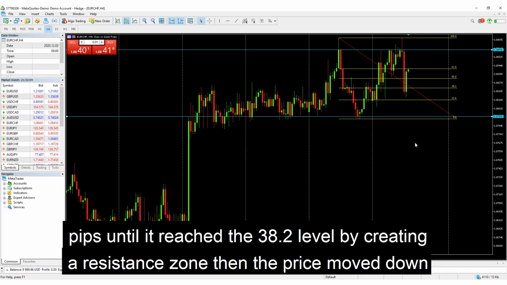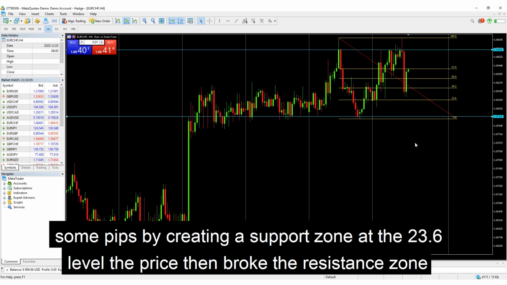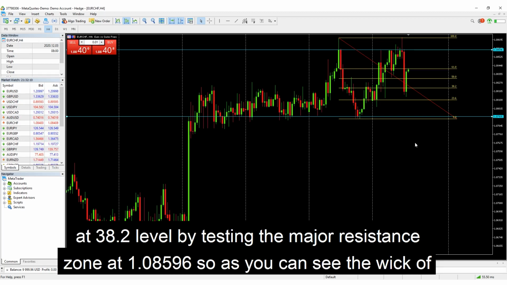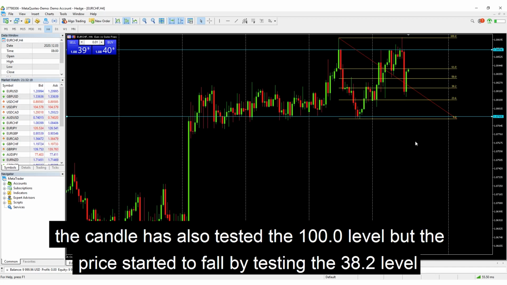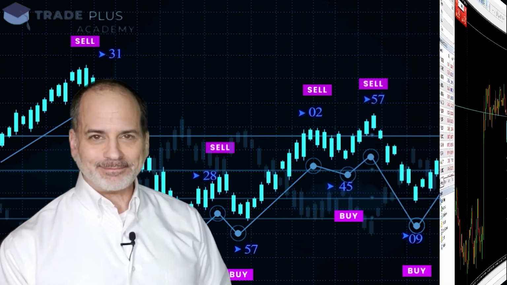Then the price moved down some pips by creating a support zone at the 23.6 level. The price then broke the resistance zone at 38.2 level by testing the major resistance zone at 1.08596. So as you can see, the wick of the candle has also tested the 100.0 level. But the price started to fall by testing the 38.2 level.